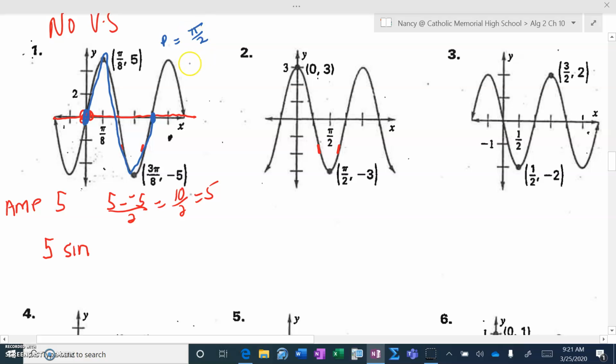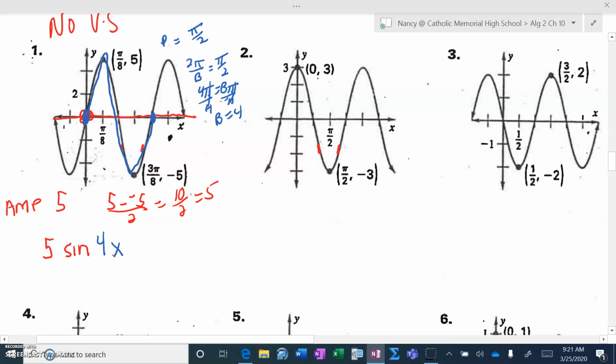So how would I get my b? The formula for period for sine and cos is 2 pi over b, which equals pi over 2. So 4 pi equals b pi, divide by pi, b equals 4. So I've got my b equals 4. And then I would simply put in my angle. And that would be your sine equation.